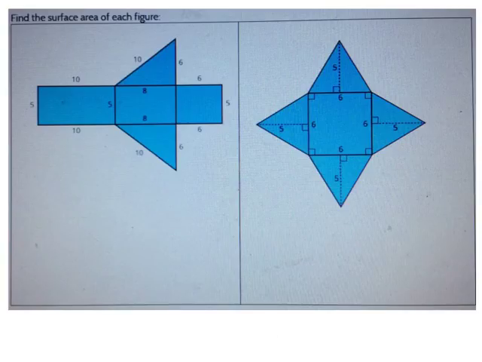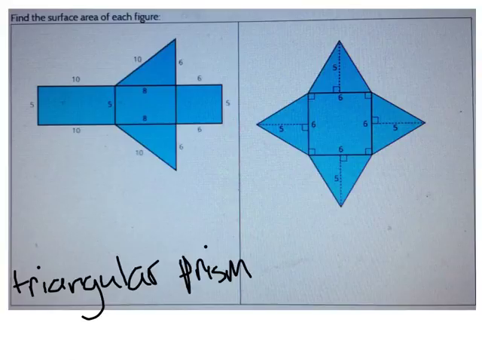We can also find surface area using the nets of figures. Look at the figure on the left. First, what kind of polyhedron would be made by that net? It would be a triangular prism. Now, I can find the area of every face, then add them up.